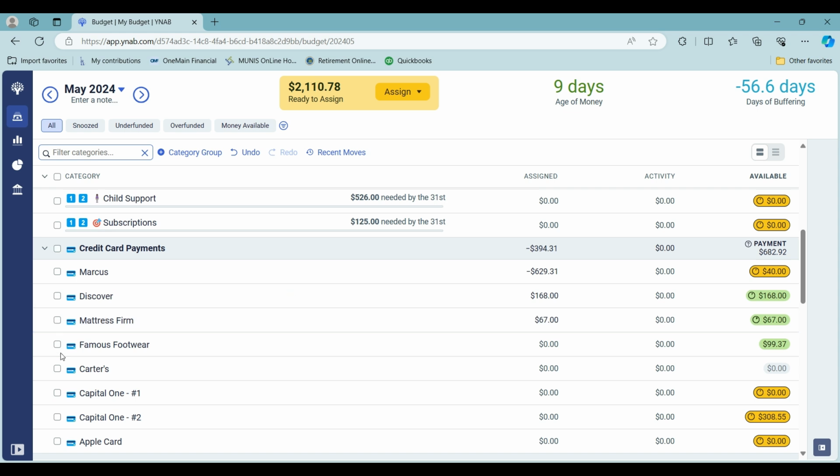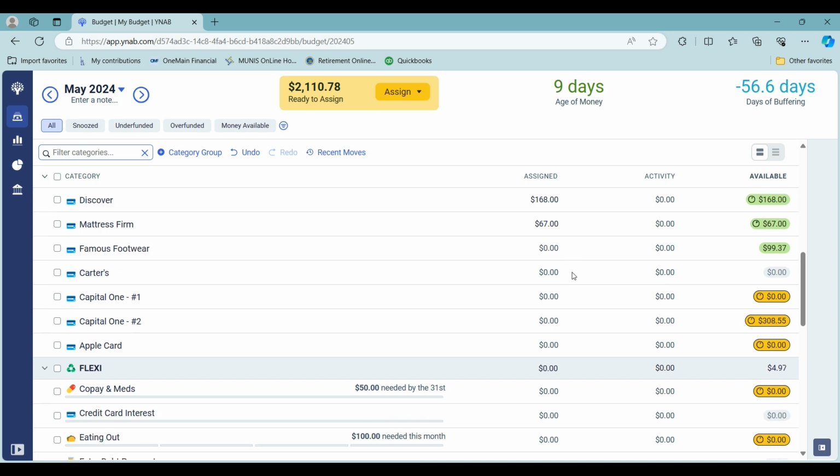Famous Footwear. So I do have the money assigned here to pay from the month of April. So there's not going to be anything due. I just need to make this payment. So next up is Carter's. I don't have anything that's due there. Capital One, number 1. I don't think I want to put anything here right now. This one is due on the 27th. Capital One, number 2 is due on the 28th. My Apple Card, I don't think I want to do anything there just yet.